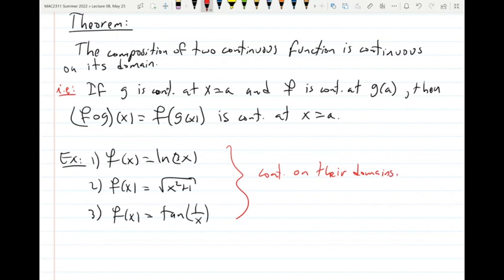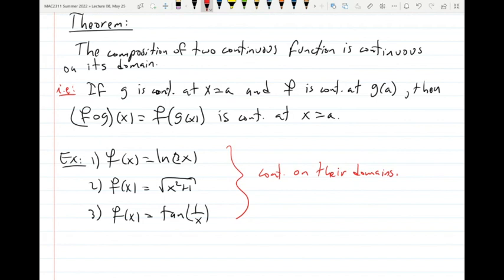Same thing here. So here the square root function is continuous on its domain. This one is continuous on its domain, so the composition is continuous. Okay? And same thing here. 1 over x and tangent, they are both continuous on their domain. So the composition is continuous on their domain. So if you want to figure out continuity here, find the domain.